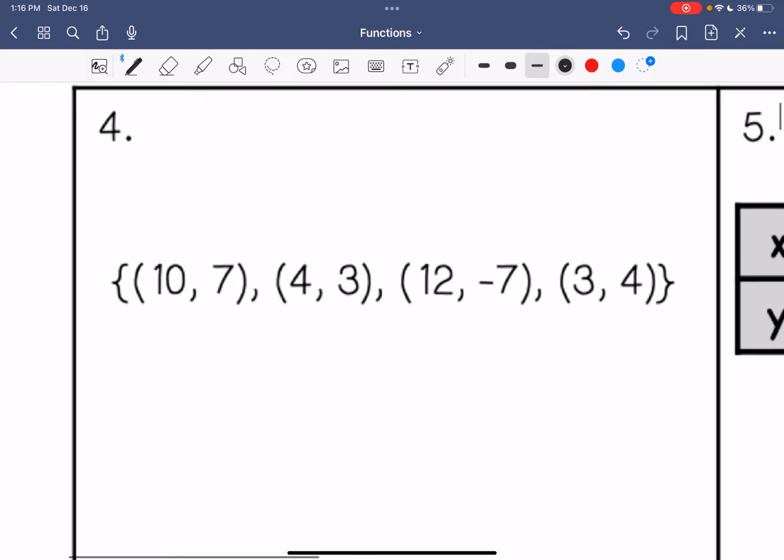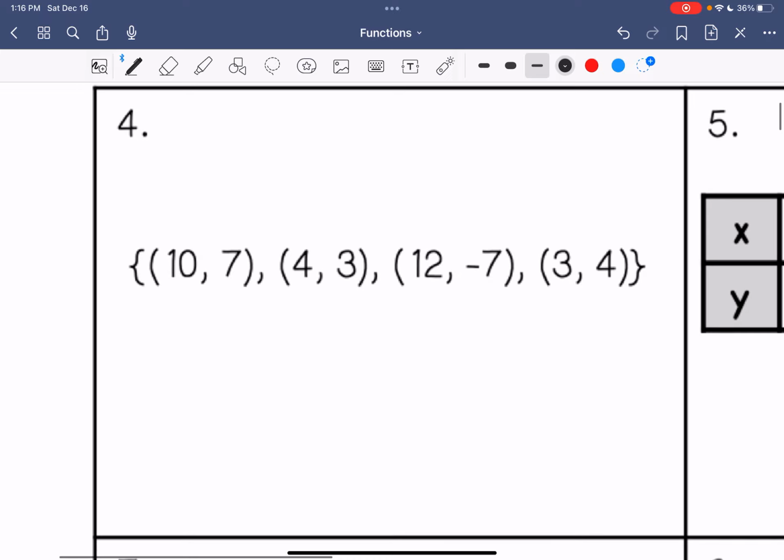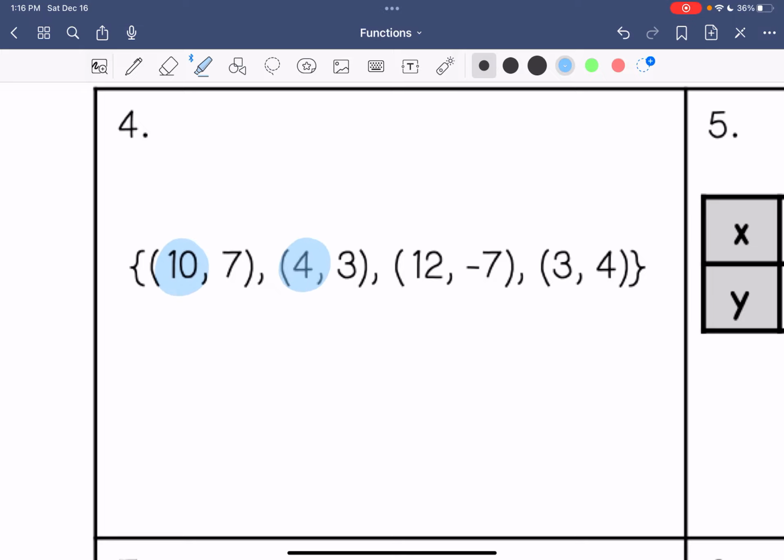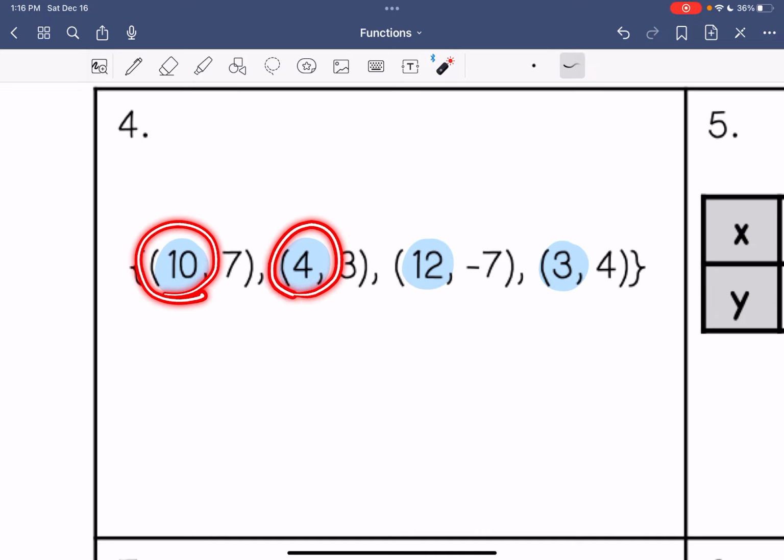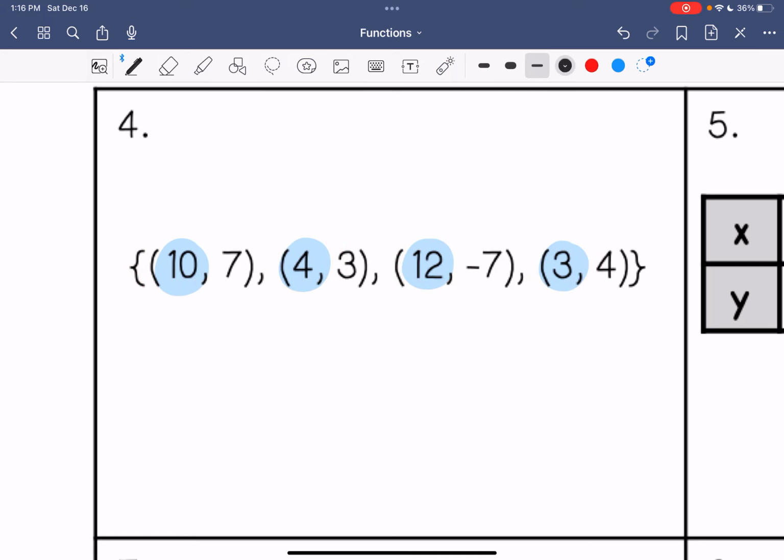Looking at the first one, if I was to give you a list of ordered pairs and ask you if it's a function or not, I would want you to look at all of your x values, all of your input values, and see if you see any repeating numbers. For me, I see that all of these numbers right here are different. All of the x values are different. None are repeating. So this is a function.